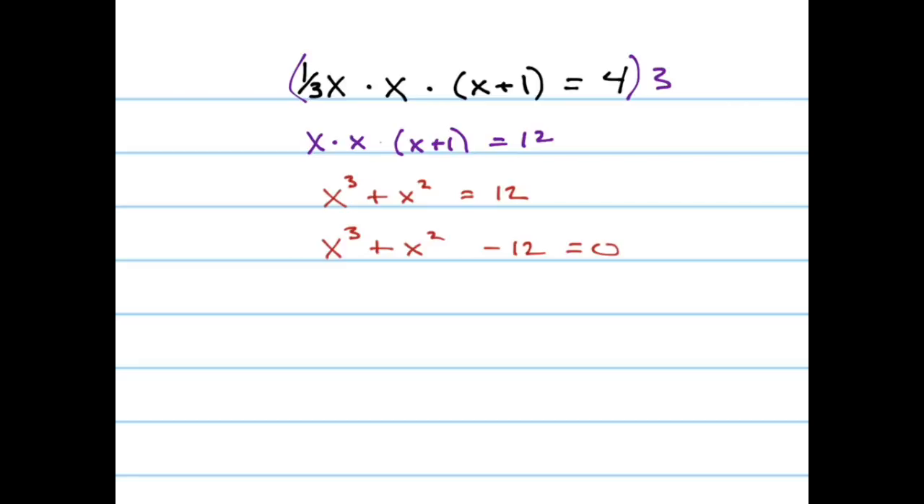Now, as we've been covering, we're looking for factors of 12 over factors of 1. So that just means we're going to have plus or minus 1, plus or minus 2, plus or minus 3, plus or minus 4, plus or minus 6, plus or minus 12. That's still a lot of possibilities. There's 12 possibilities there, but I can eliminate half of them right away with a little bit of common sense. What could I get rid of?